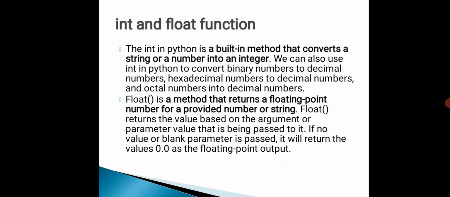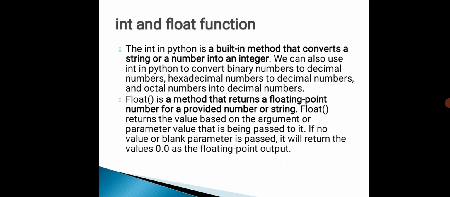Int and float function. The int function in Python is a method that converts a string or a number into an integer. We can also use int in Python to convert binary numbers to decimal numbers, hexadecimal numbers to decimal numbers, and octal numbers into decimal numbers.